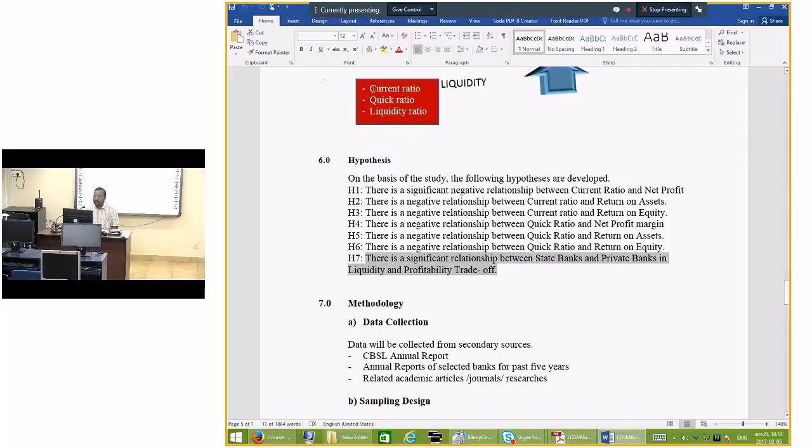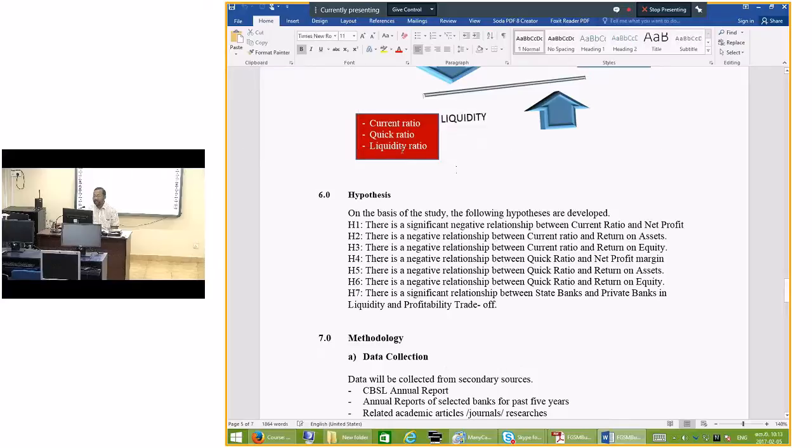You check the current ratio, quick ratio, and liquidity ratio. All are called liquidity. Categorize: the first category is liquidity, and to check the liquidity, you assess the three ratios.